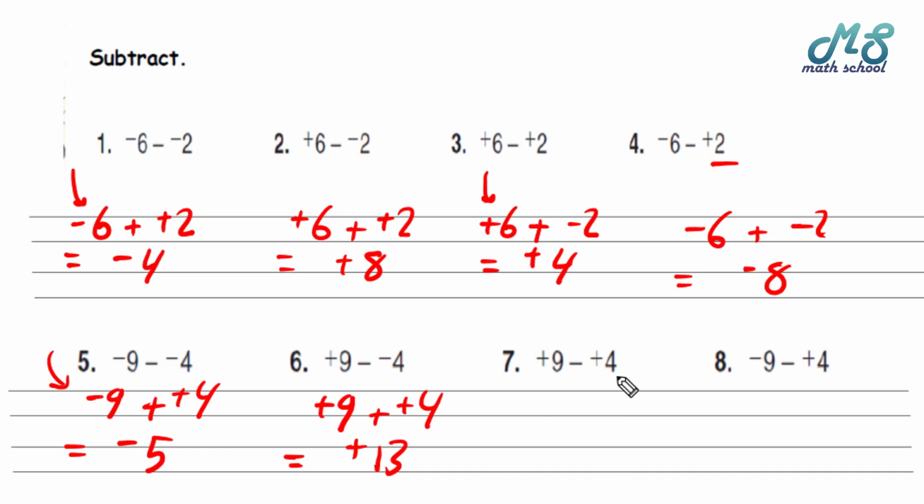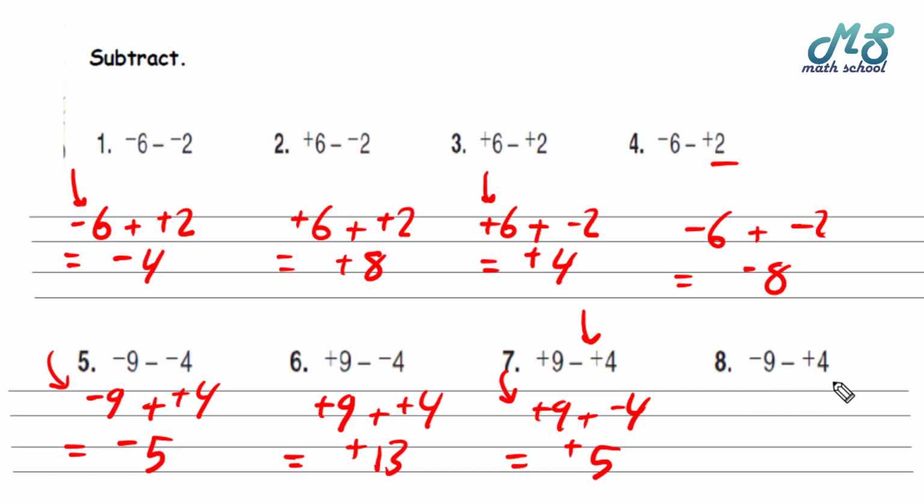Positive 9 minus positive 4. Write positive 9 plus the opposite of the second, it will be negative 4. Now find the difference between 9 and 4, it will be 5. Ask yourself, the larger one is positive, so we get positive 5.